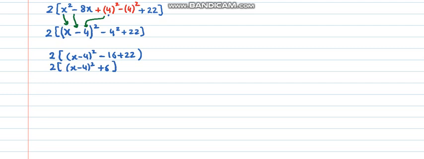One more step we can do is write 2x minus 4 whole square and multiply this 2 with 6. This would become plus 12. Now we can compare this with the standard form. So this is a equals 2, b equals 4, and c equals 12.